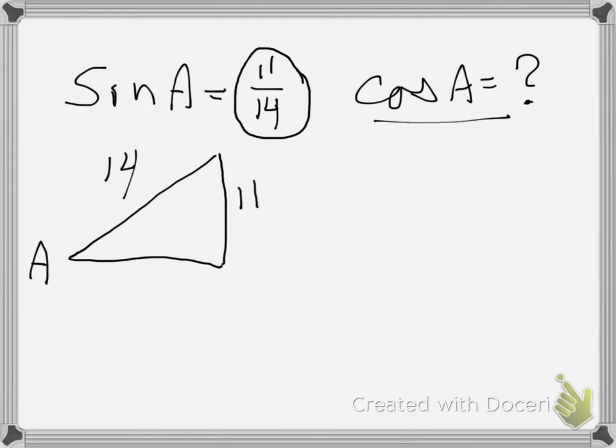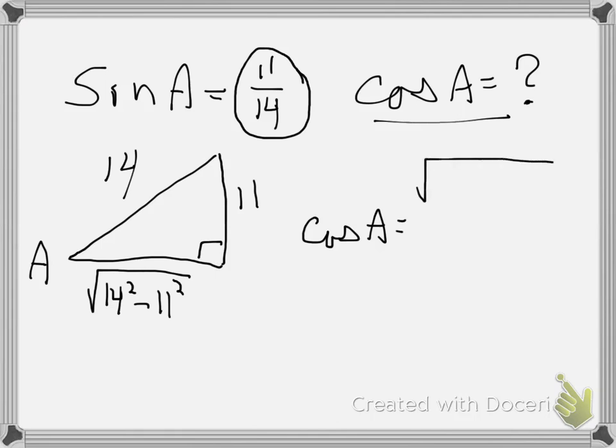Well, would you look at that? So, now, then what we have is the square root of 14 squared minus 11 squared. This is that side. So the cosine of angle A is going to be the adjacent, or the square root of 14 squared minus 11 squared over 14.